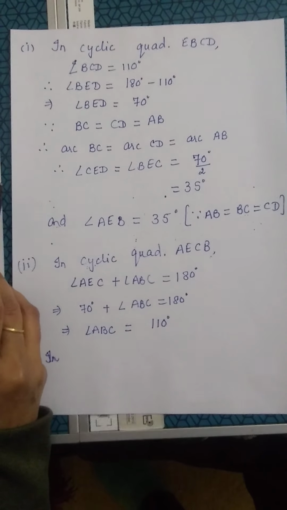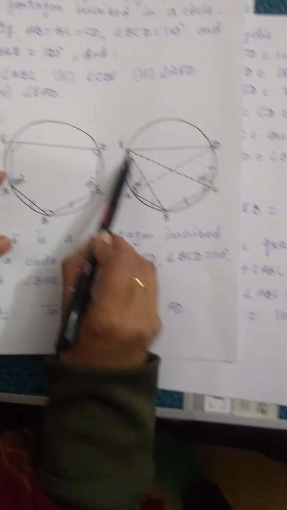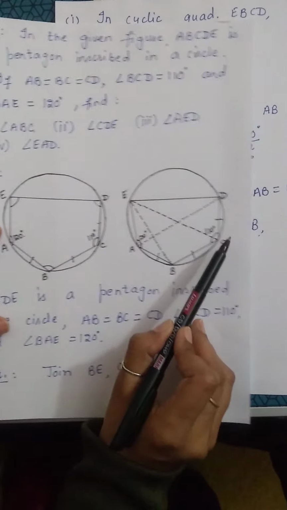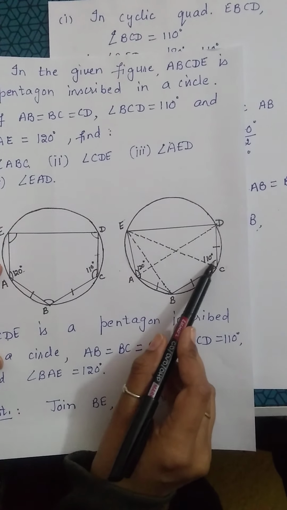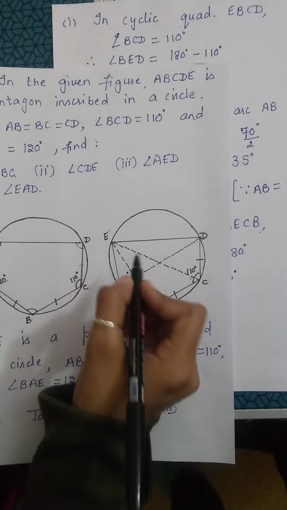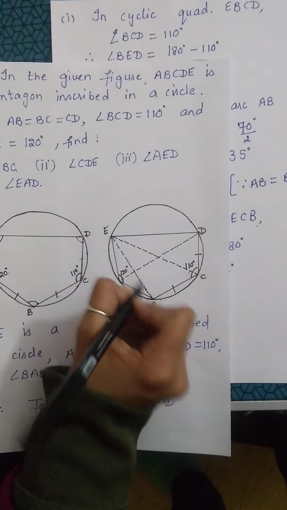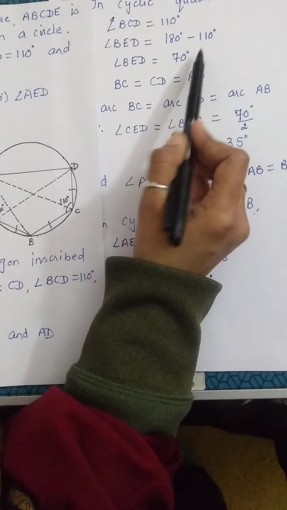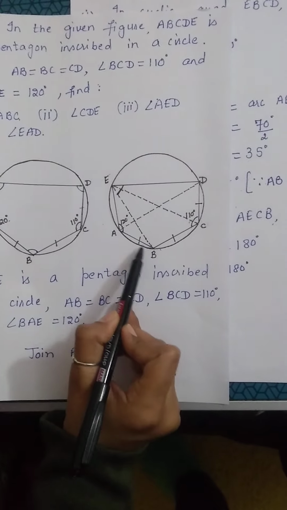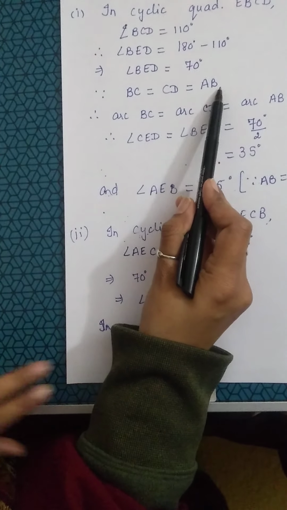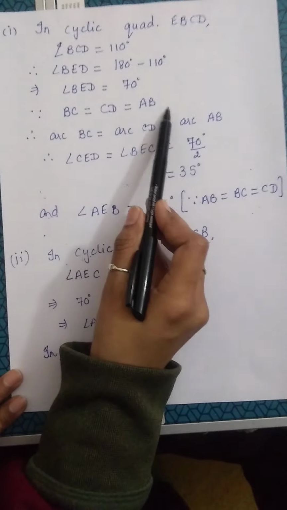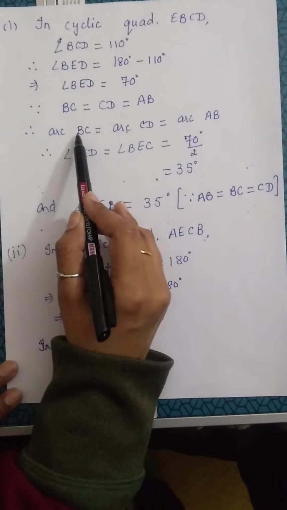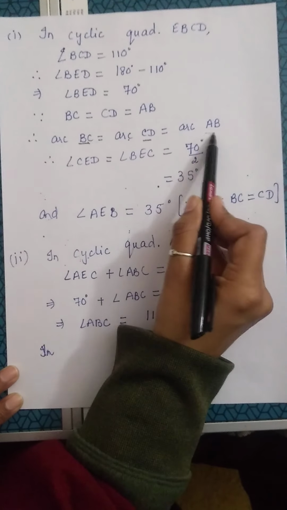Now in cyclic quadrilateral EBCD, if you see this cyclic quadrilateral, we know angle BCD is 110 degrees. Therefore angle BED, this angle, will be 70 degrees, because 180 minus 110 is 70 degrees. BC is equal to CD is equal to AB. This is given. This implies the corresponding arcs will also be equal, that is, arc BC is equal to arc CD is equal to arc AB.